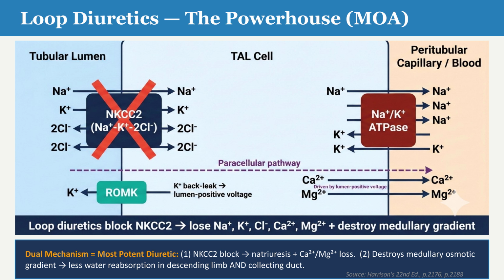On top of that, NKCC2 activity normally creates a positive charge in the lumen from potassium back leaking through ROMK, and that voltage drives paracellular reabsorption of calcium and magnesium. Block NKCC2, lose that voltage, and you dump magnesium and calcium in the urine.